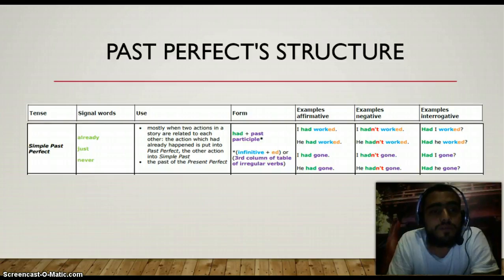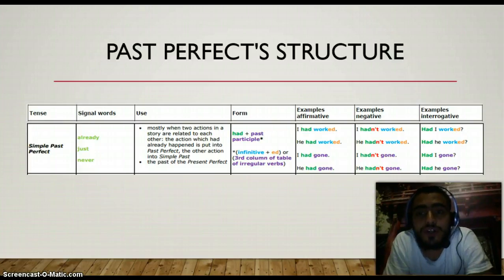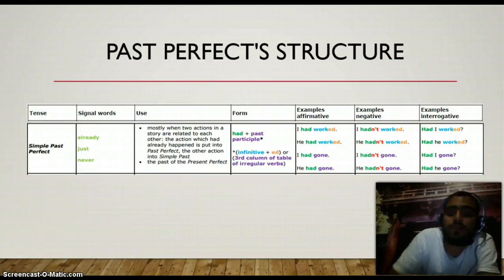So we have some signal words used in this tense, like already, just, and never. Some examples: first person, I had worked, I hadn't worked in negative, and the interrogative form, had I worked?